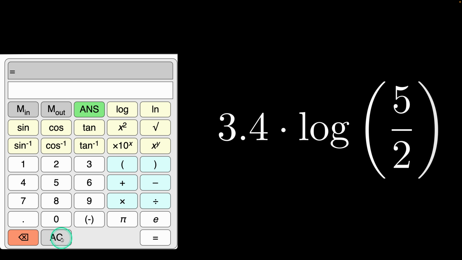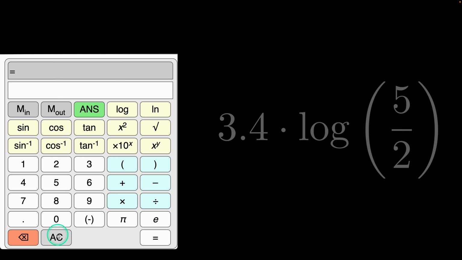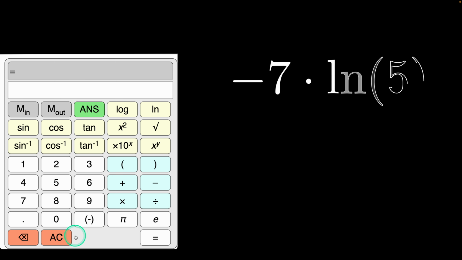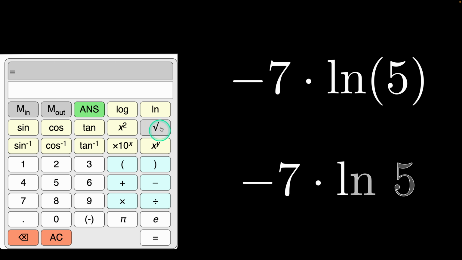Logarithmic calculations might look like this. There's a coefficient and a logarithm with a division inside. Finally, the natural logarithm. The natural logarithm is found here. It's also a common logarithm that's used frequently.